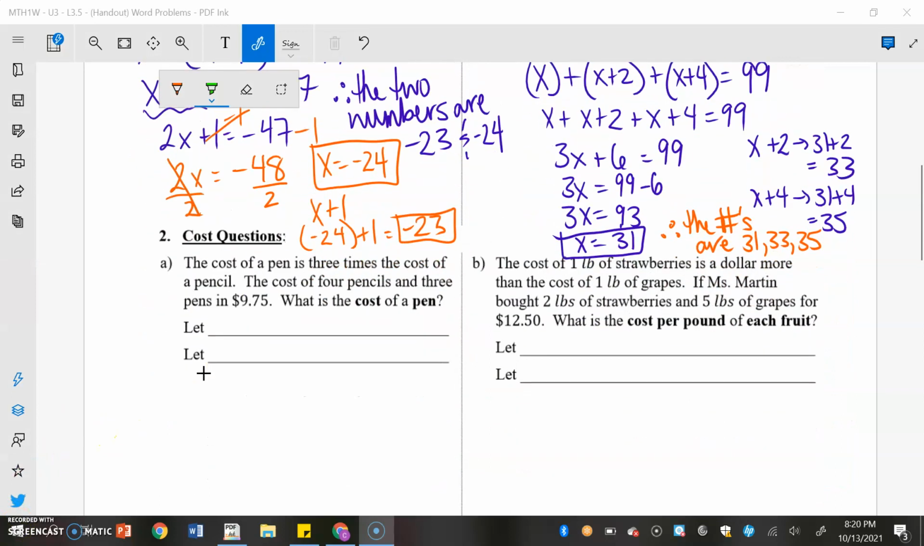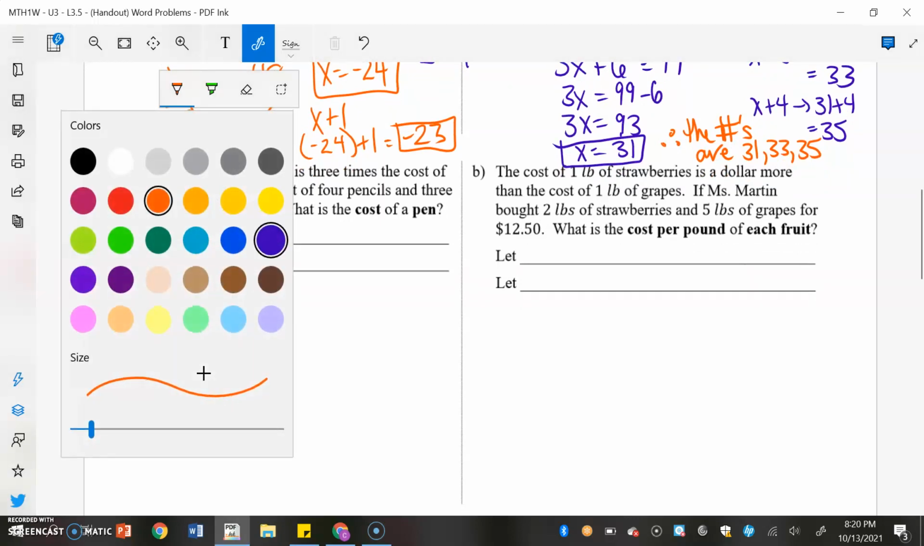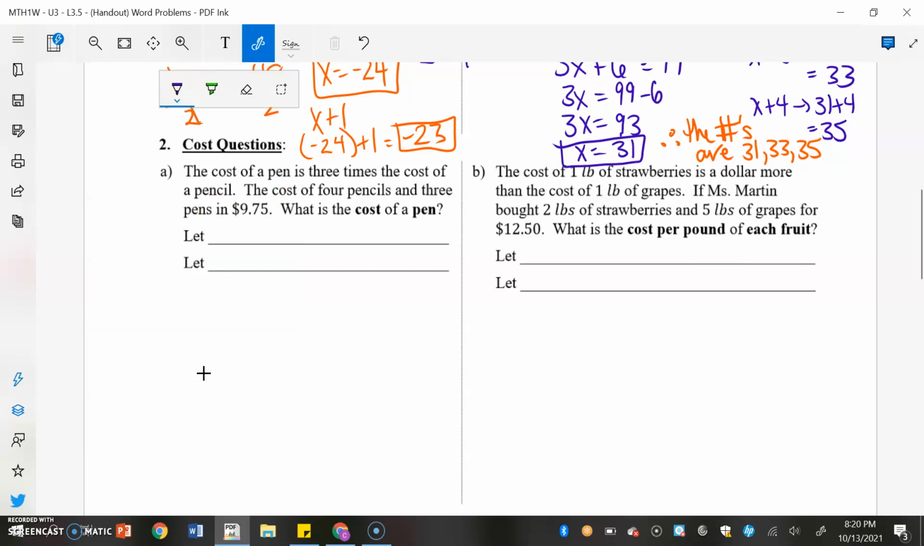Our next type of question are the cost questions. Let's look at part A. It says that the cost of a pen is 3 times the cost of a pencil. The cost of 4 pencils and 3 pens is $9.75. What is the cost of a pen?